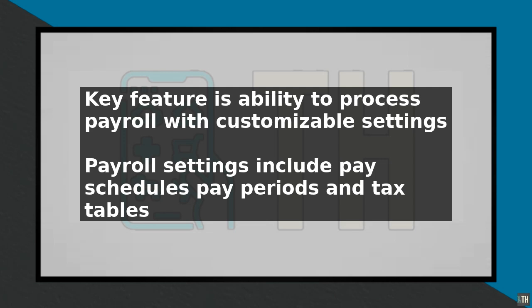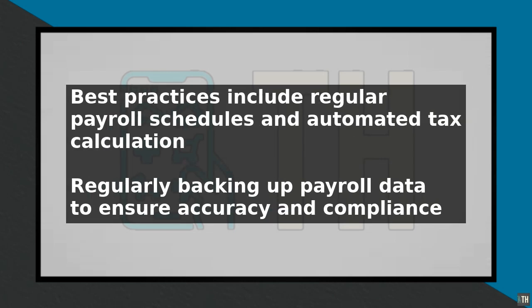To ensure accuracy and compliance, it is essential to regularly review and update your payroll settings and employee information. This includes verifying tax tables, updating employee benefits, and reviewing payroll reports to identify any discrepancies. Best practices for using QuickBooks Payroll Review Desktop include setting up regular payroll schedules, using the automated tax calculation feature, and regularly backing up your payroll data.